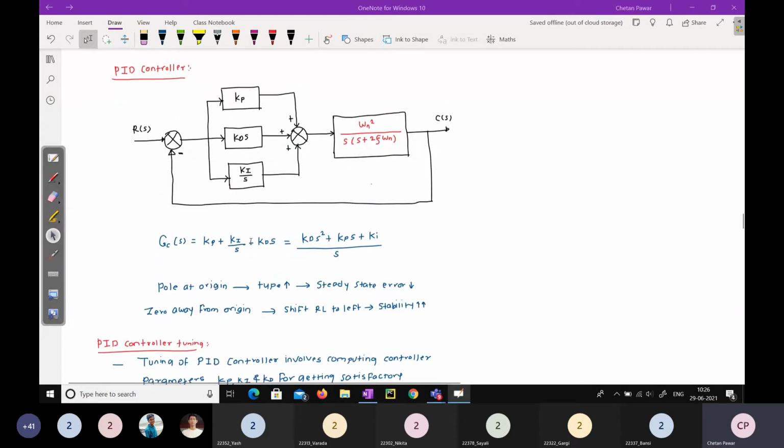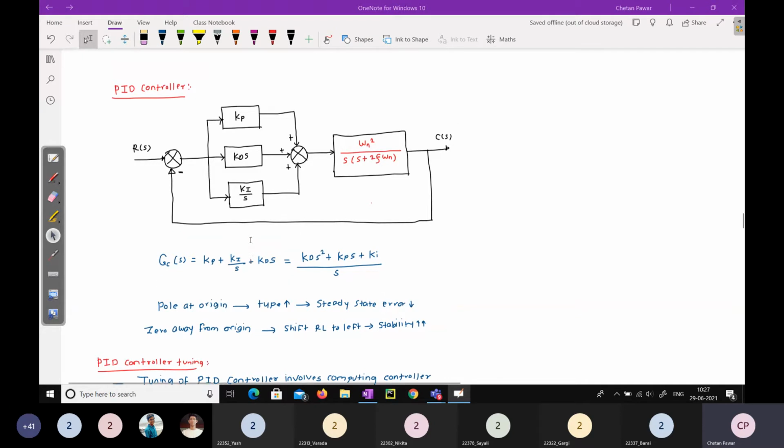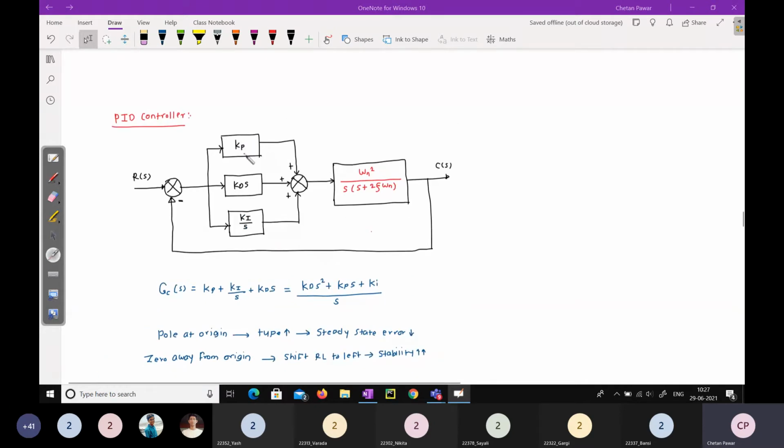This is the introduction to the controllers, different types of controllers, and how the effect will be on the time domain parameters. That thing we have seen. Now here you can see these parameters like Kp, Kd, Ki. Tuning of these parameters is very important. Based on this tuning only, the system parameters will be correctly matched, or we will get optimum performance. So for that purpose, tuning of these parameters is important.